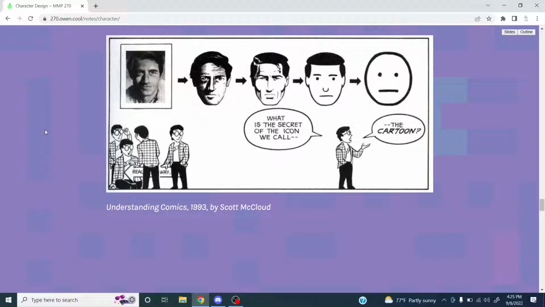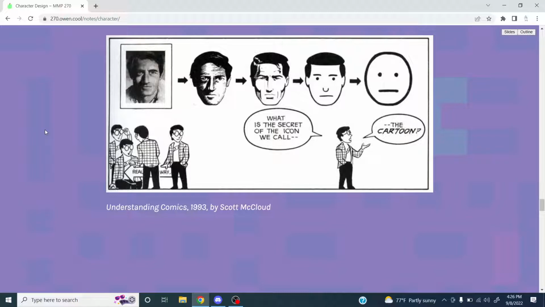This is a panel from Understanding Comics, a 1993 comic book about comic books, about how comics work. You have probably seen this before in classes at some point, but if you haven't, I highly recommend it. I think I have a link to a PDF of it somewhere.